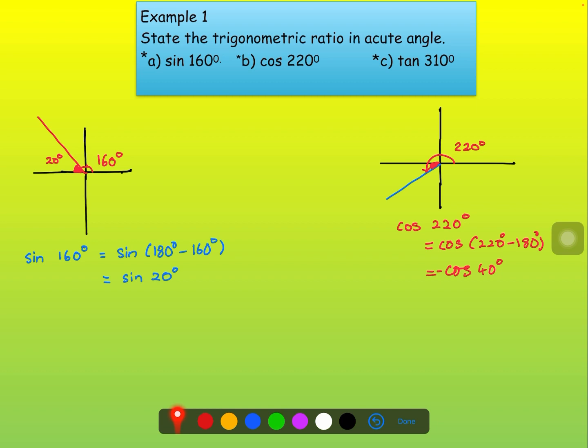For B, cos 220. It is in the third quadrant. So we have cos 220 degree, which equals cos 220 degree minus 180 degree. So the acute angle is minus cos 40, because in the third quadrant, cos is negative.